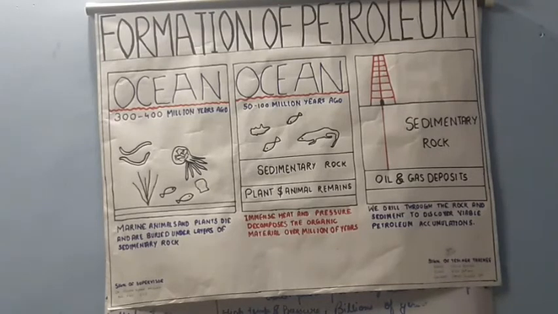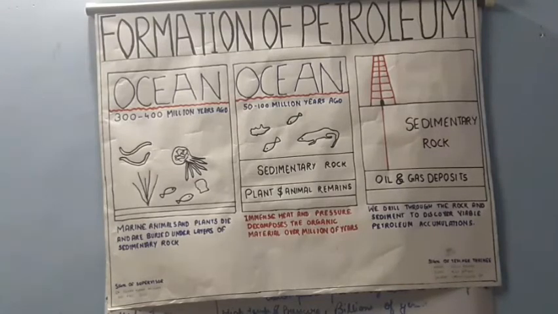These dead microorganisms got buried, and these remains, due to very immense heat and pressure, decomposed. They started to decompose, and after billions of years they transformed into petroleum or crude oil, or you can say natural gas.